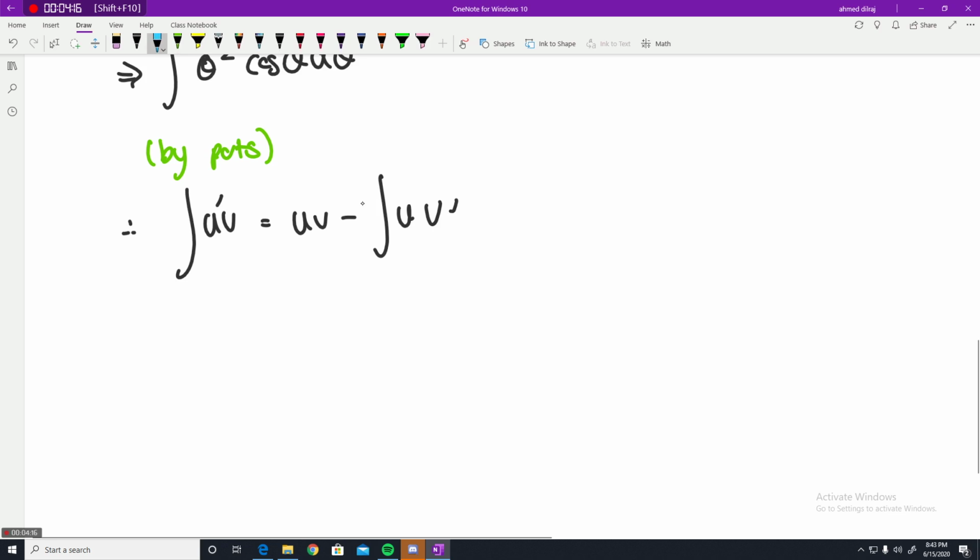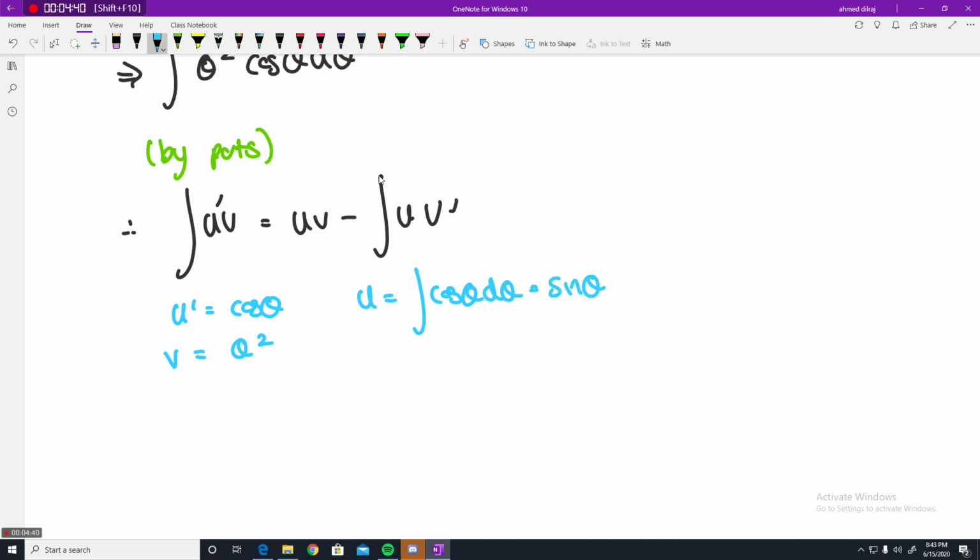Essentially this means we have to select one to be the derivative and one to be our non-derivative. So I'm going to let u prime equal cos theta, and I'm going to let v equal theta squared. If u prime is equal to cos theta, then u is equal to the integral of cos theta d theta, which is sine theta, right?